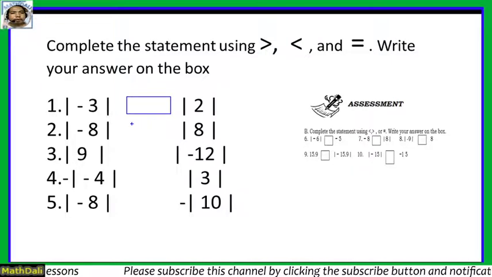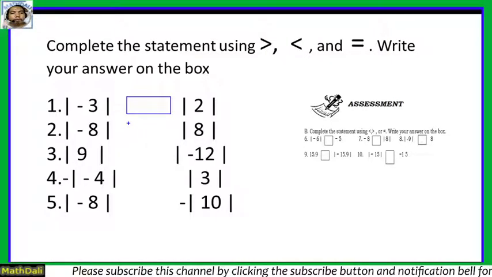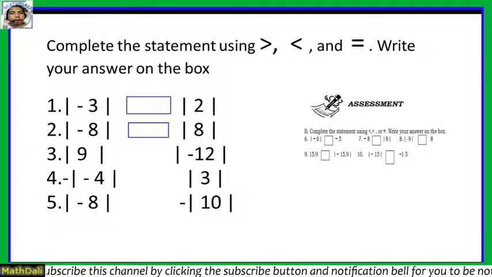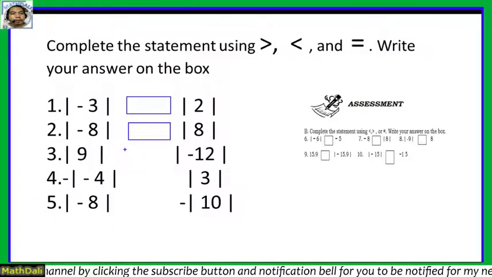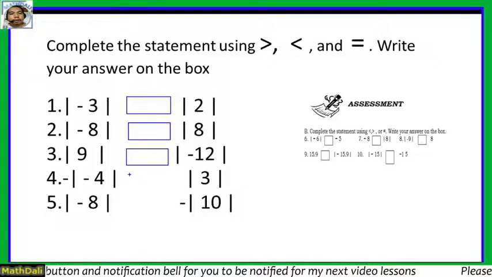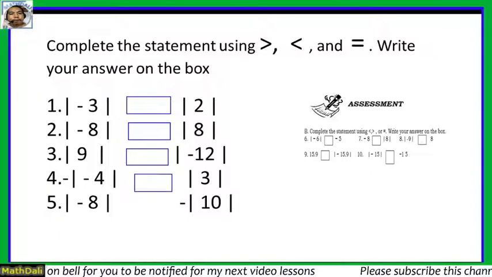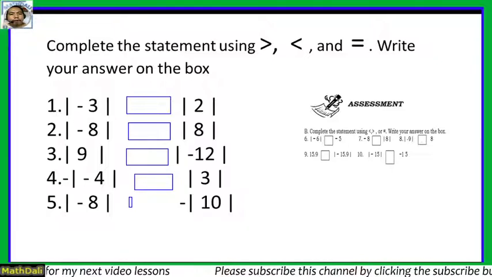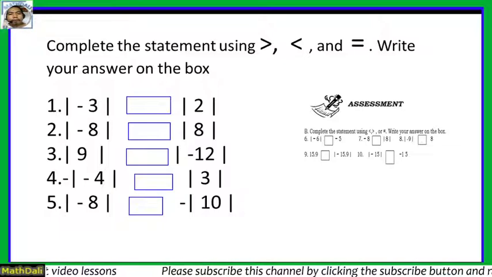For number 1, absolute value of negative 3 and absolute value of positive 2. Number 2, absolute value of negative 8 and absolute value of 8. And number 3, we have absolute value of 9 and absolute value of negative 12. Number 4, negative absolute value of negative 4 and absolute value of 3. And number 5, absolute value of negative 8 and negative absolute value of positive 10.